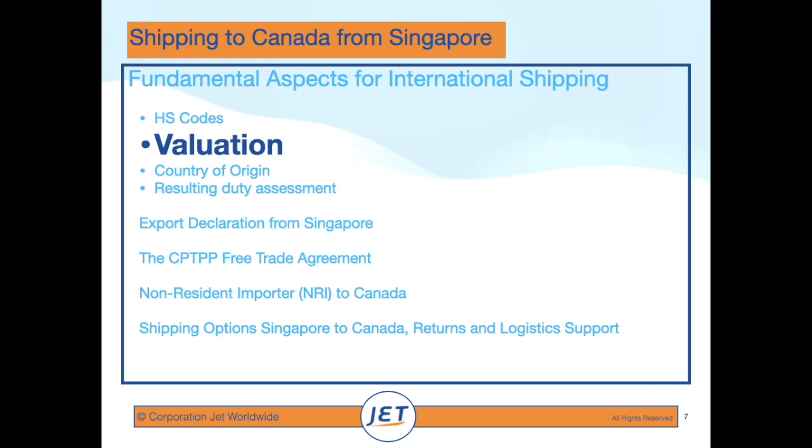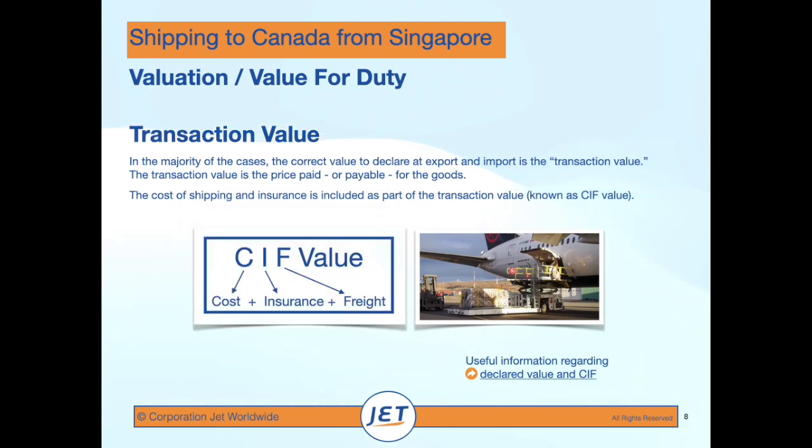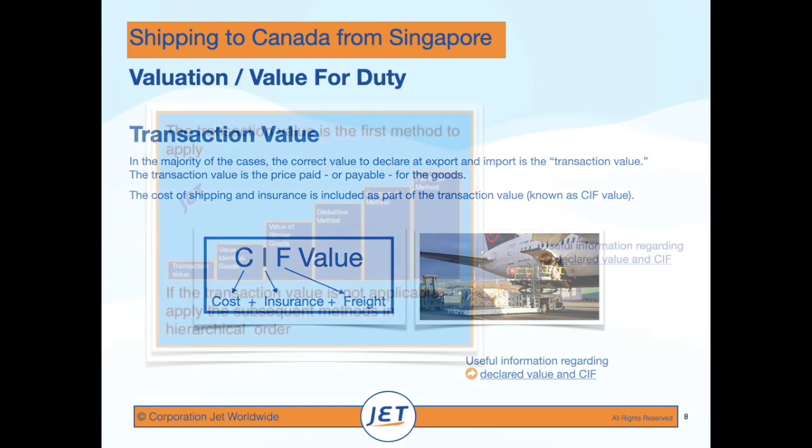Declaring a value. In the majority of cases, the correct value to declare at export and import is the transaction value. The transaction value is simply the price paid or payable for the goods. Canadian Customs, CBSA, considers the value for duty to be the cost of goods plus shipping and insurance, known as a CIF value: cost, insurance, freight. Best to specify these three costs on your invoice. If the transaction price is inclusive of shipping and insurance, you should include the term CIF value.